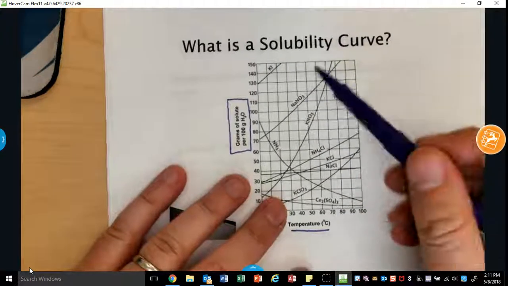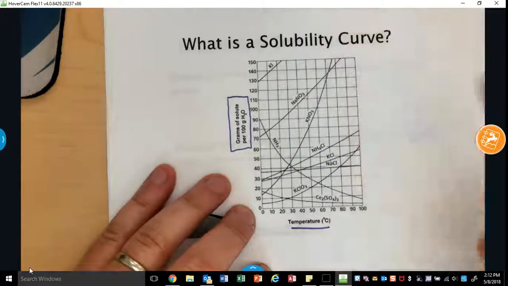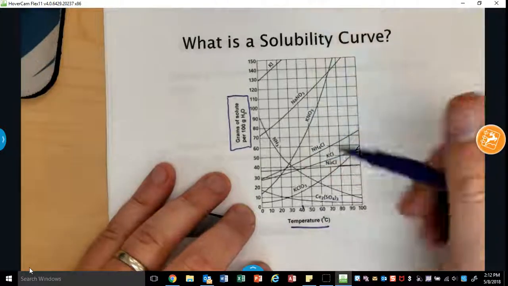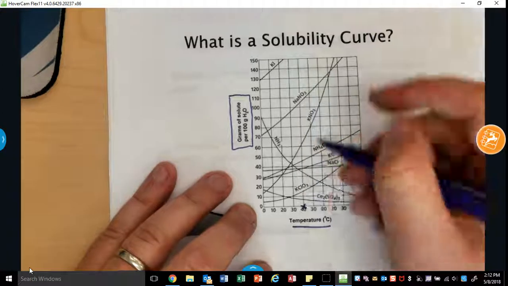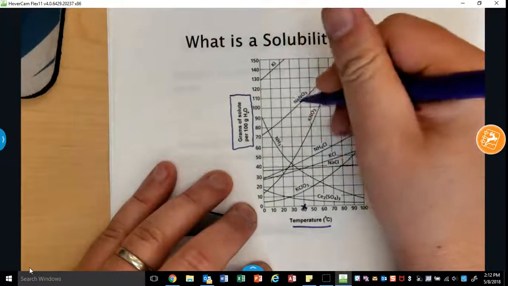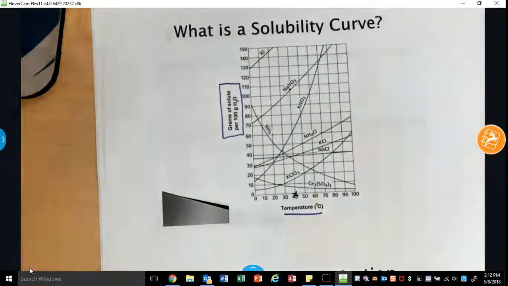All right, so we see that the solubility of sodium nitrate increases as temperature increases, so we could say that it increases. Also, we could give you a particular temperature and say how much sodium nitrate will dissolve in 100 grams of water at 40 degrees Celsius. If we do that, we trace up to the line. You see it's right about in between 100 and 110, so I would say about 105 grams.